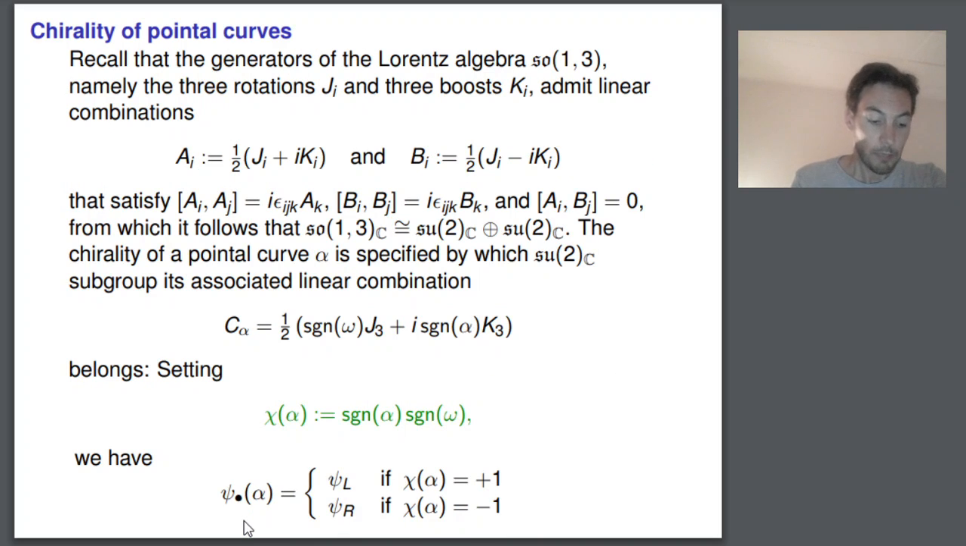We want to represent pointal curves by chiral spinors. So recall that the generators of the Lorentz algebra, namely the 3 rotations and 3 boosts, admit linear combinations that decompose the Lorentz Lie algebra into a direct sum of 2 copies of SU2. The chirality of a pointal curve alpha is specified by which SU2 subgroup its associated linear combination, shown here, belongs. Setting chi of alpha equal to sign alpha times sign of omega, we have that the chirality, left or right, is given by the sign of chi of alpha.